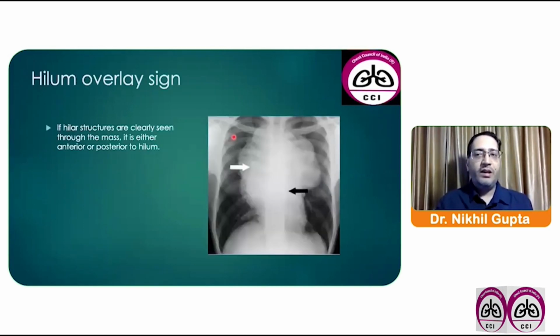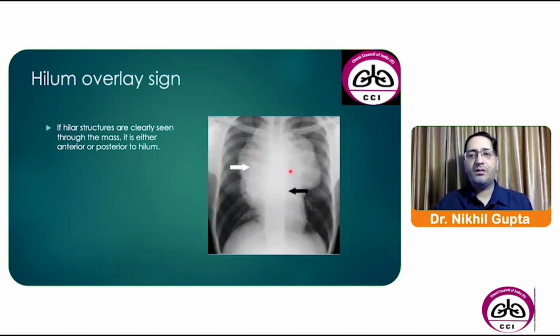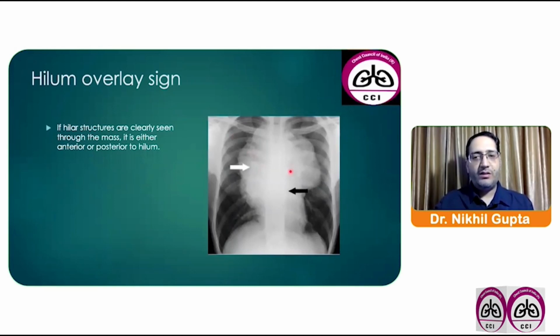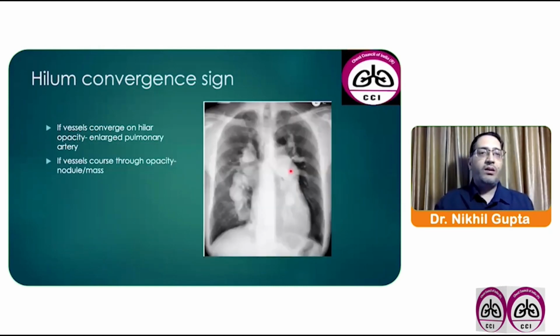Coming to the classical signs in chest radiograph. Hilum overlay sign. If the hilar structures are clearly seen through the mass, the mass is either anterior or posterior to the hilum, as in thymoma, anterior mediastinal mass, and descending aorta aneurysm. Hilum convergence sign. If vessels converge on hilar opacities, the pulmonary artery is enlarged. If vessels go through the opacity, there is a nodule or mass.